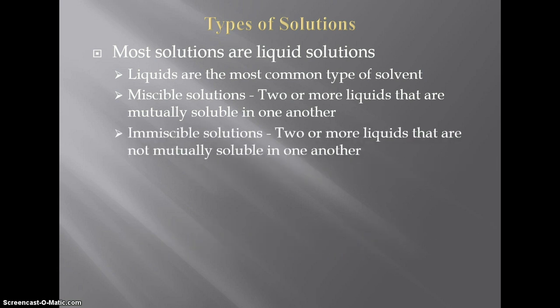Another one is immiscible solutions, which are two or more liquids that are not mutually soluble in one another. Let's deal with this word soluble right away. Off to the side, you may want to jot a note to yourself: what does the word soluble mean? Because we'll be using it a lot this chapter. Soluble means it has the ability to be dissolved in something. Something that is not mutually soluble, or immiscible, would be like oil and water. If you put oil and water together, they don't mix. Oil does not dissolve in water. We'll talk about the reasoning behind that a little bit later.